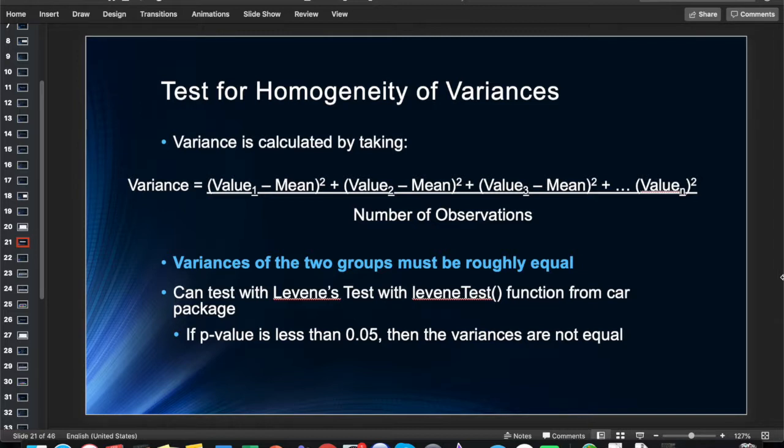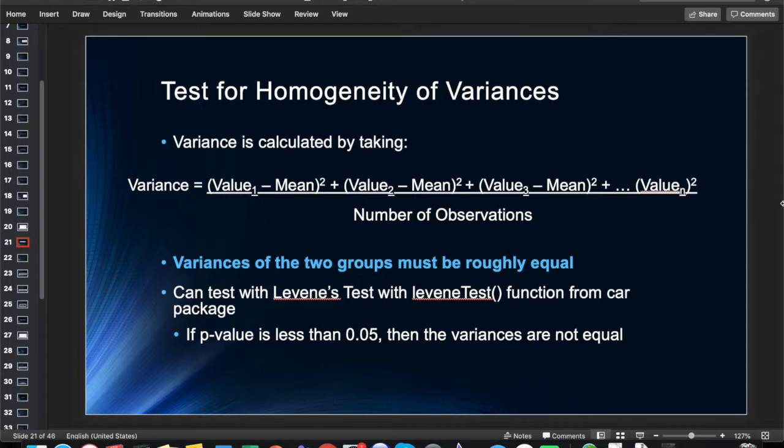The difference between the standard deviation and the variance is that if we calculate the standard deviation and square it, that would equal the variance. Or if we took the square root of the variance, we would get the standard deviation. So that's why I gave you that. This actually shows you how the variance is calculated.